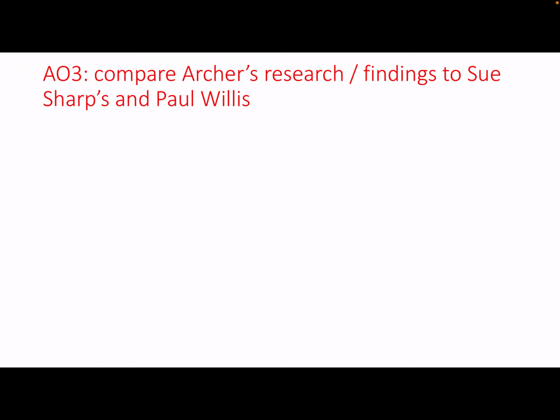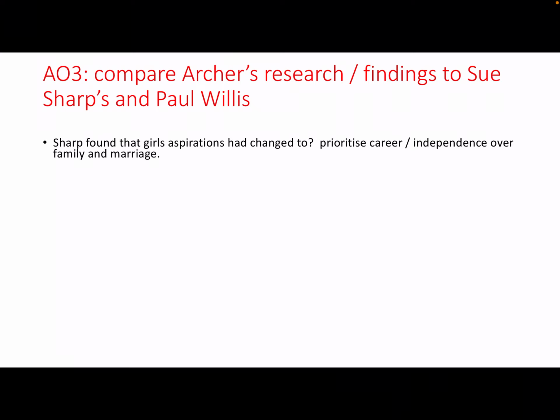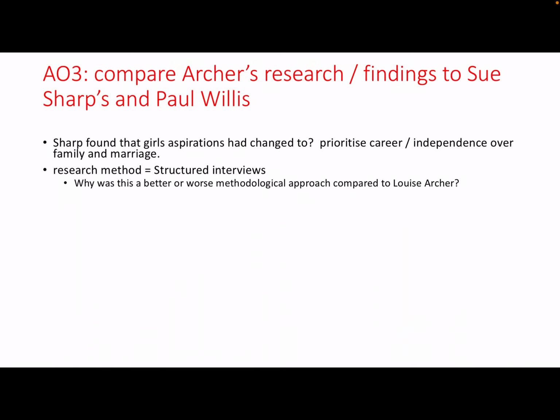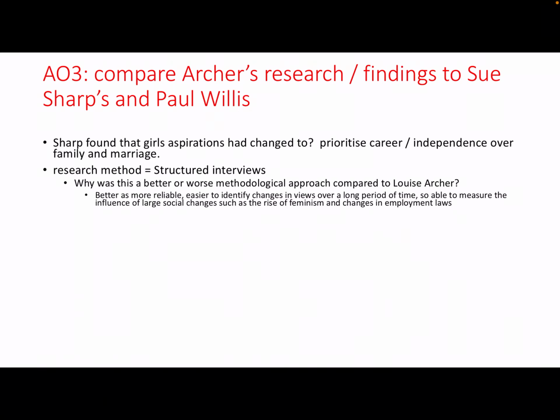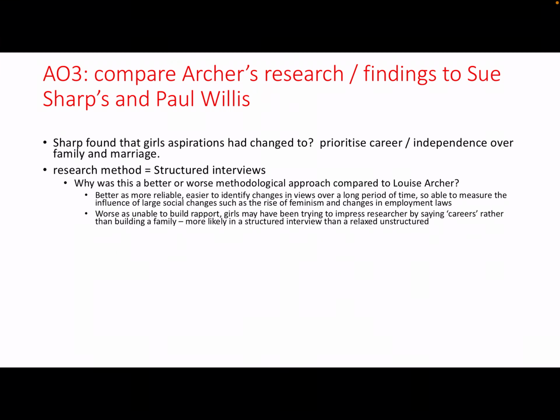I'm just going to nip through the points that hopefully you've come up with, but if not, just add them in. Sharp found that careers and independence over family and marriage was the big shift in aspirations. She used structured interviews, which was better because it's more reliable, easier to identify changes and views over a long period of time. So able to measure the influence of large social changes such as the rise of feminism and changes in employment law. But it was worse because she's less likely to build a rapport.